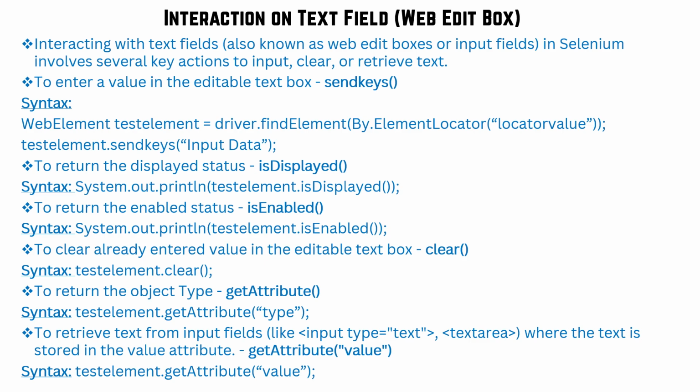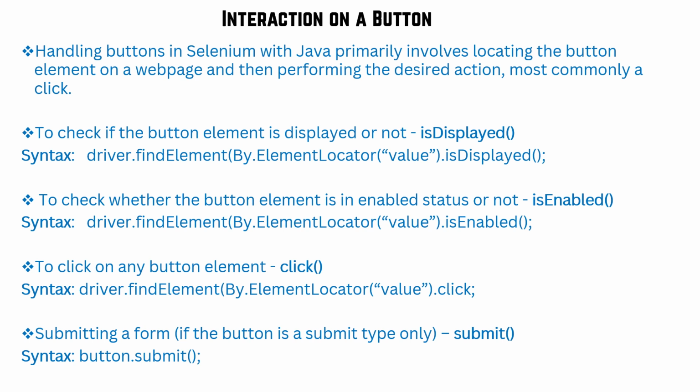Then for the web text field, apart from isDisplayed and isEnabled, if you want to enter some value, you need to call the sendKeys method. If you want to clear the value, you can call the clear method. If you want to get the entered text, you can use the getAttribute value method. And if you want to get a different attribute value, you can call the getAttribute method and pass the attribute name as the argument so that you can get the value.